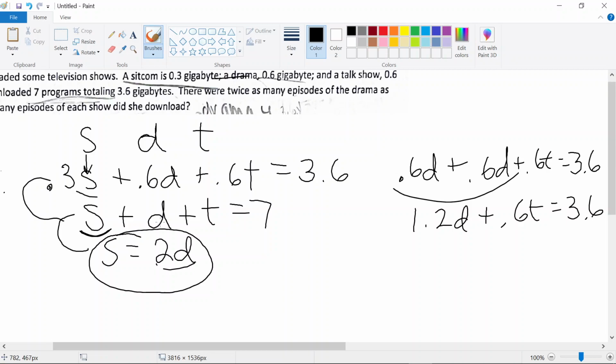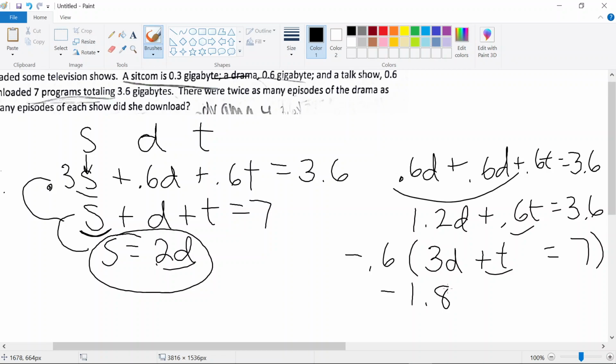So that's going to be 2D plus D, which is 3D, plus T equals 7. Now, I'm going to try to get rid of one of these. I will multiply this second equation by negative 0.6, because that way this will become negative 0.6T, and that'll cancel out with that positive 0.6T. So negative 0.6 times 3 is negative 1.8D minus 0.6T equals 7 times negative 0.6 is negative 4.2.